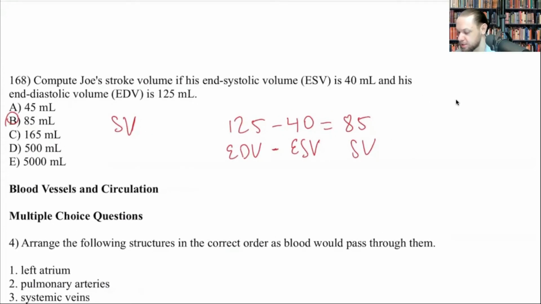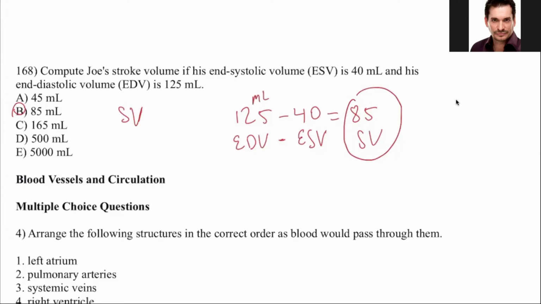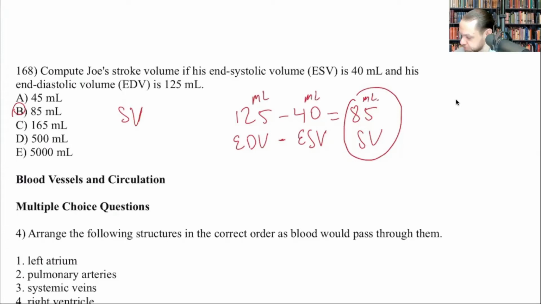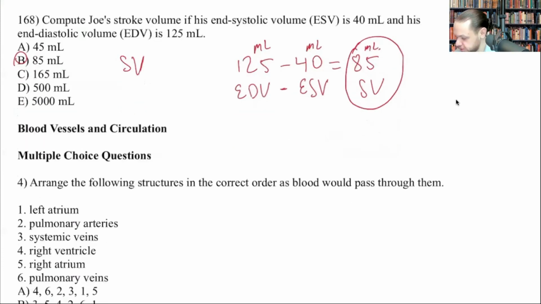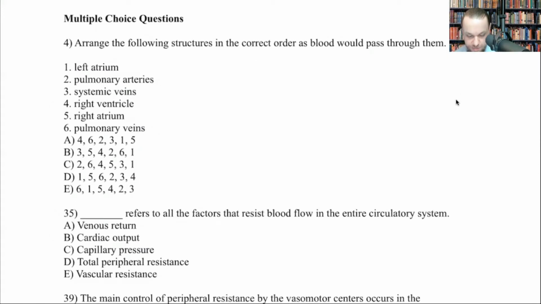So basically, what this is asking you is, they provided both the end diastolic volume, the volume at the end of diastole, and the end systolic volume once the heart has contracted and the blood has ejected. The difference between these two parameters is your stroke volume. Here, everything is in ml, 40 ml, 85 ml. That's what we're calculating here. So that is correct.